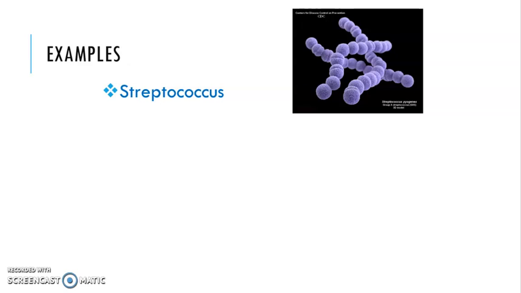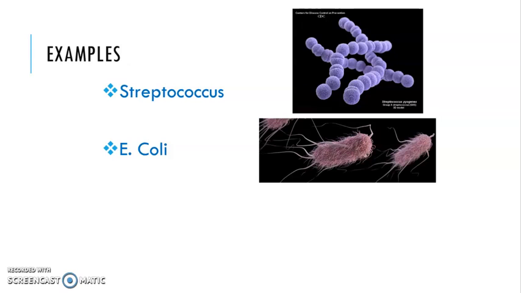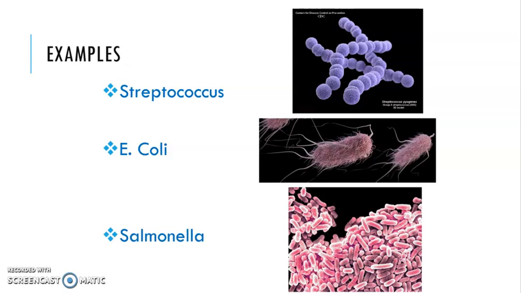Some examples that you might already know. The first one is Streptococcus. This is what causes strep throat. So if you have ever had strep throat, this is the bacteria that was in your throat. There is E. coli. On the right, you can see that little hairy picture of E. coli. This is a type of food poisoning.